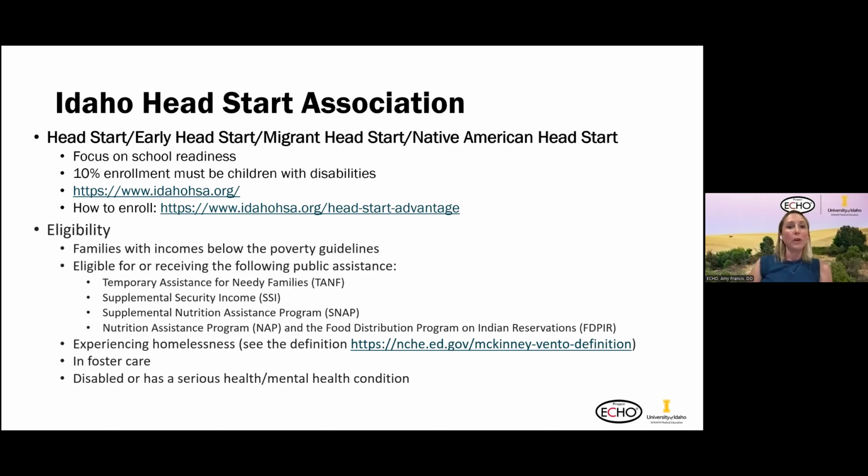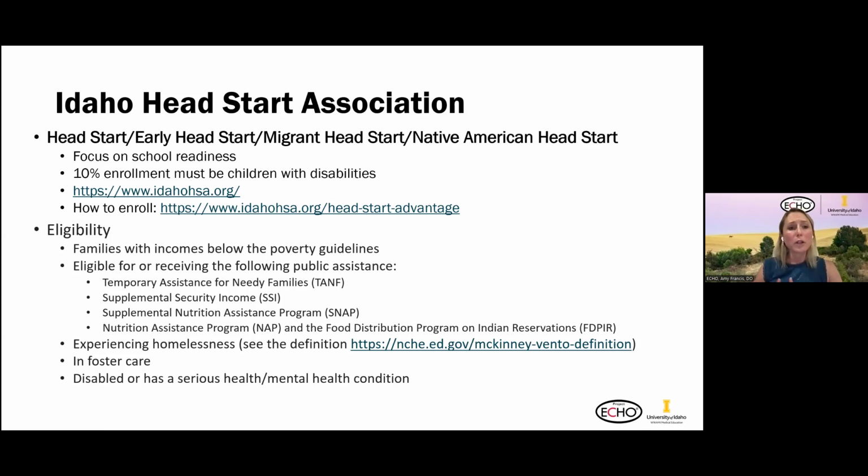Next slide. There are other programs available. The Idaho Head Start Association includes Head Start, Early Head Start, Migrant Head Start, Native American Head Start. They really focus on school readiness, and 10% of their enrollment must be children with disabilities. I have a lot of children with autism who may not qualify for an early childhood program or even infant toddler program. They may be level 1 autism, level 2 autism, and they just don't meet the minimum requirements. Head Start is a wonderful opportunity for families to still receive resources, services, and supports for their child in the community. I put the website in, both the general website and how to enroll.